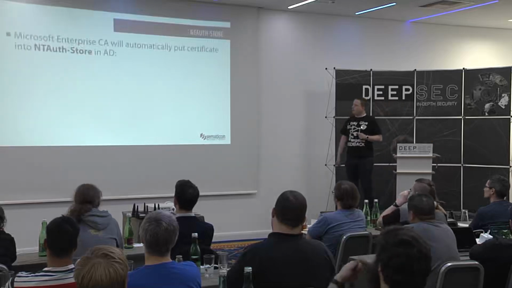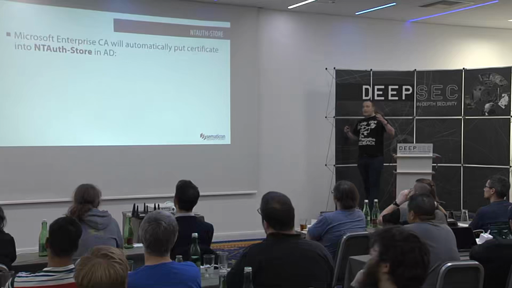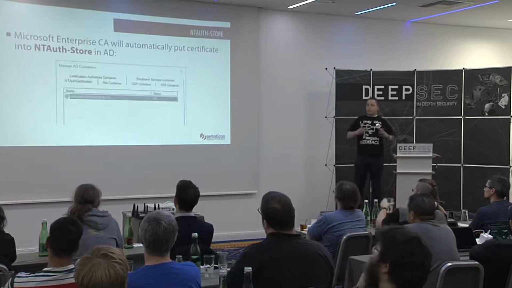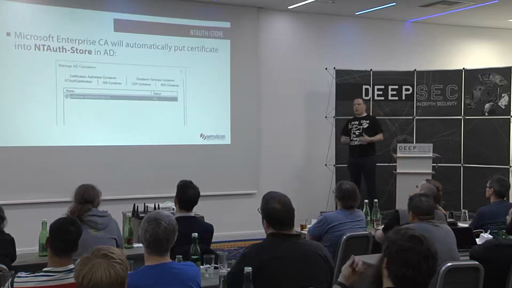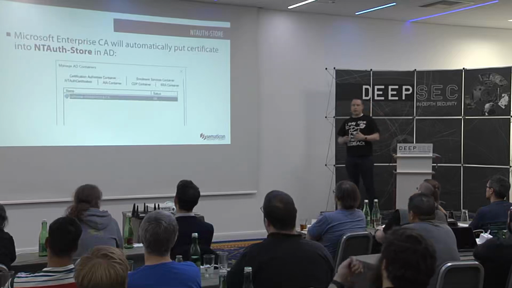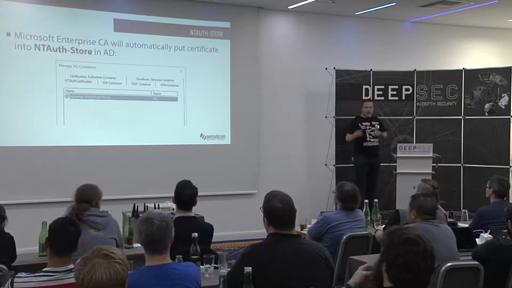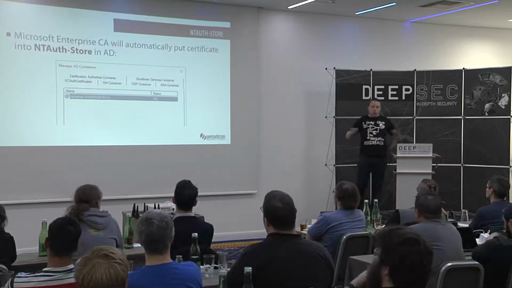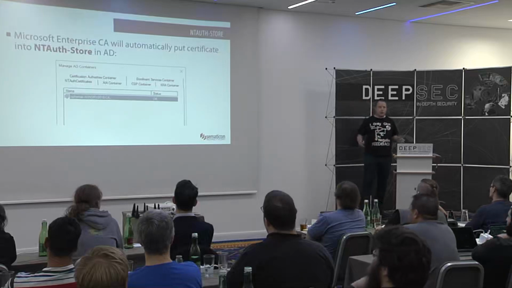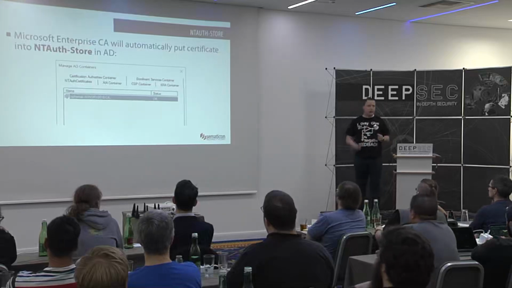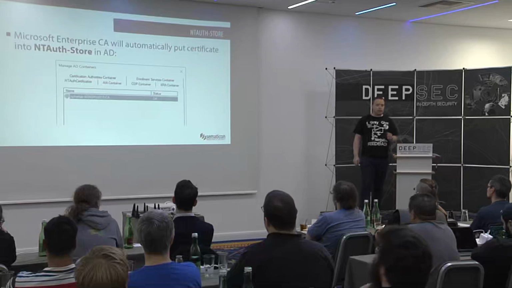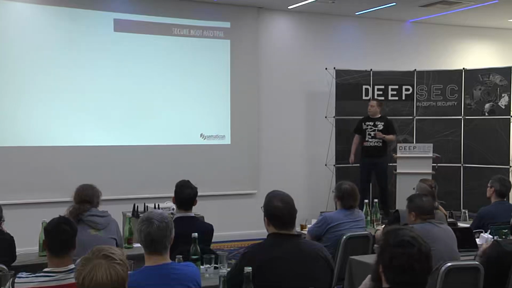The NT-auth store is a bit special because the Microsoft CA, when we install it as an enterprise-grade CA, will automatically provision the certificate in the NT-auth store. Without knowing that fact, you have enabled Microsoft Smart Card Logon domain-wide in the domain you installed the CA in, just by having the certificate. What is the problem now?